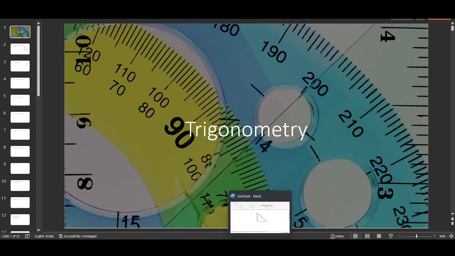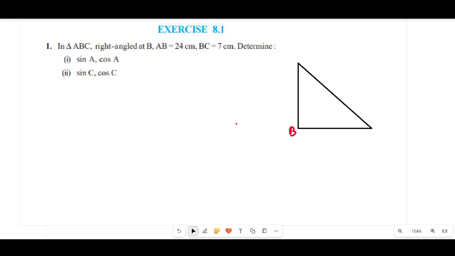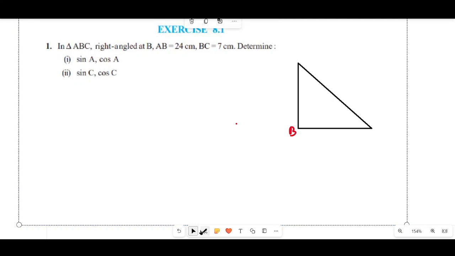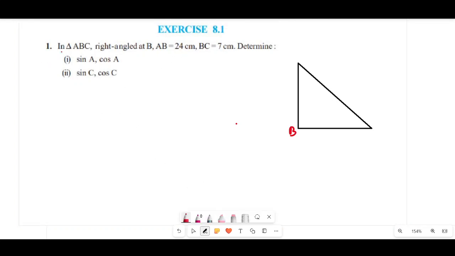Hello guys, good morning. In this video, we will solve the exercise related to trigonometry, which is chapter 8 of class 10th mathematics. Now, let's start. This is the first question of exercise 8.1. Now, what does the question say?